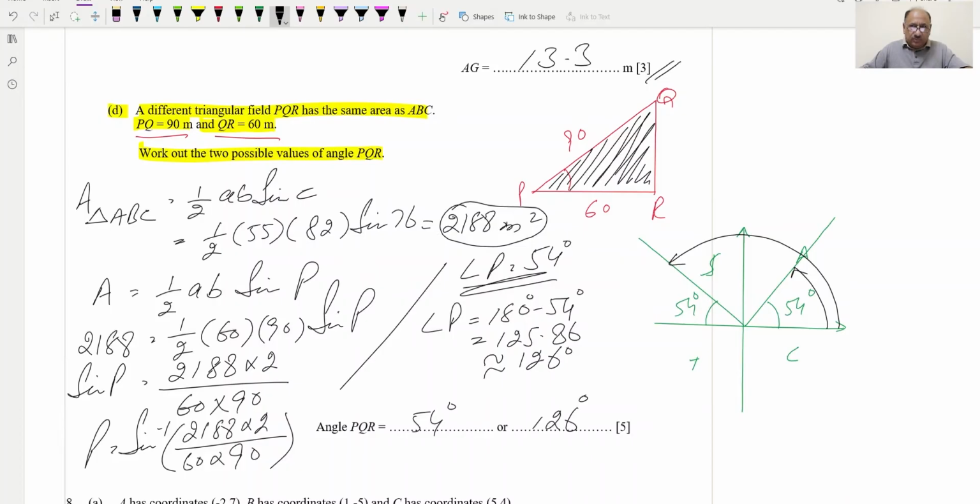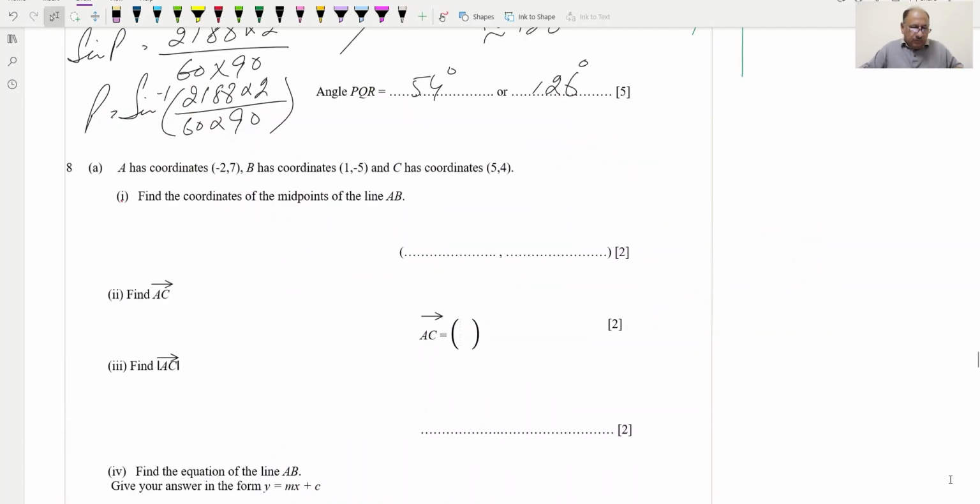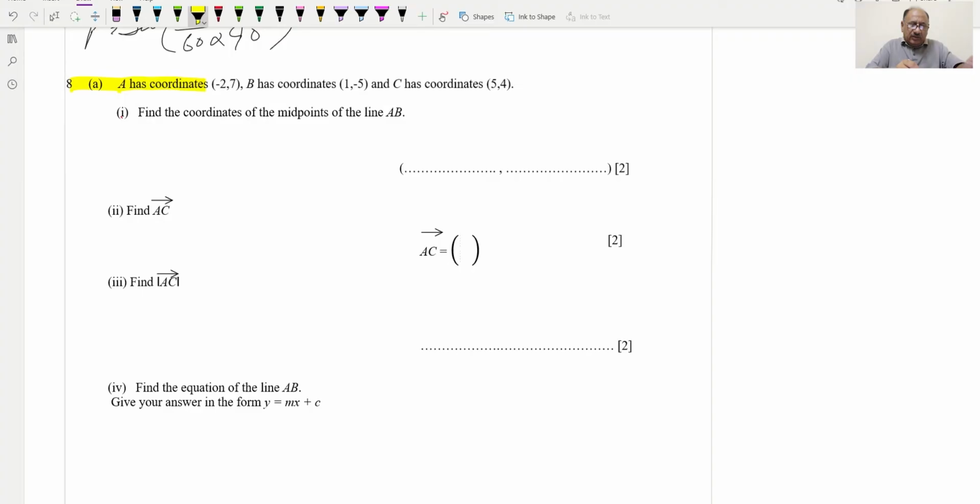Now question number 8. The question number 8 says point A has this coordinate and B has this coordinate, C has this coordinate. So ABC coordinates are given. Part 1 is find the coordinates of the midpoint of AB. So A is this one, B is this one, and we need to find the midpoint.